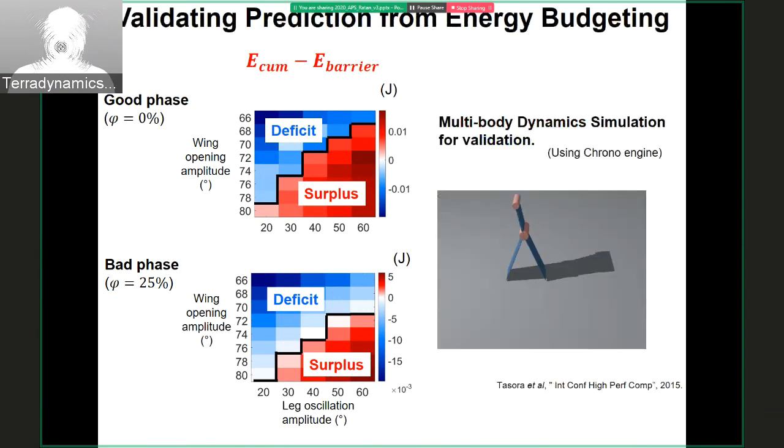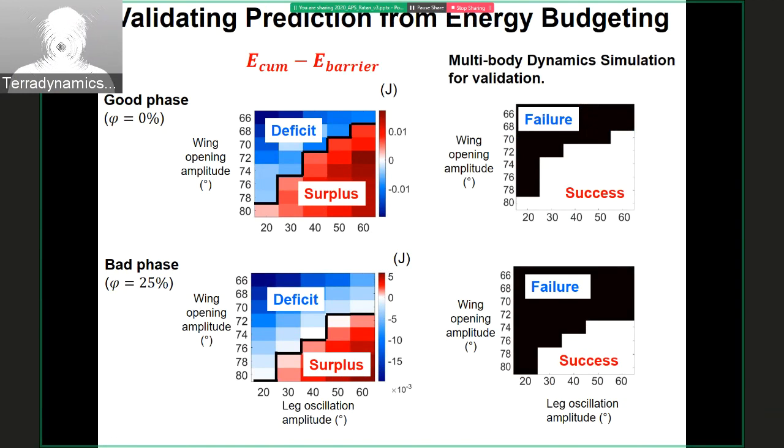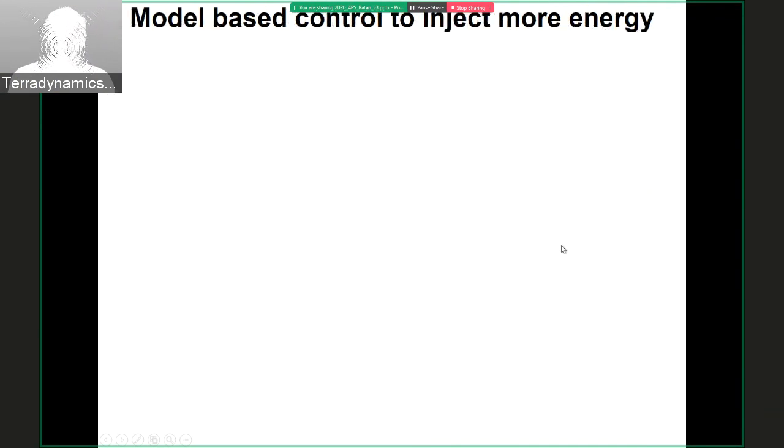To further validate our model, we made a simulation with the Chrono engine. We add the thickness of the robot, but keep other variables the same as the template. By doing simulation experiments, we get self-righting results for good and bad phases, and comparing them with the model prediction, we found they match pretty well, and the mismatch could come from the model approximation.